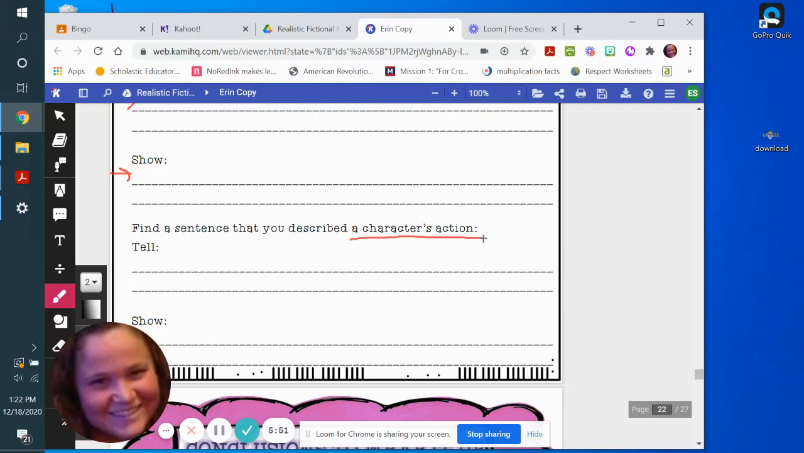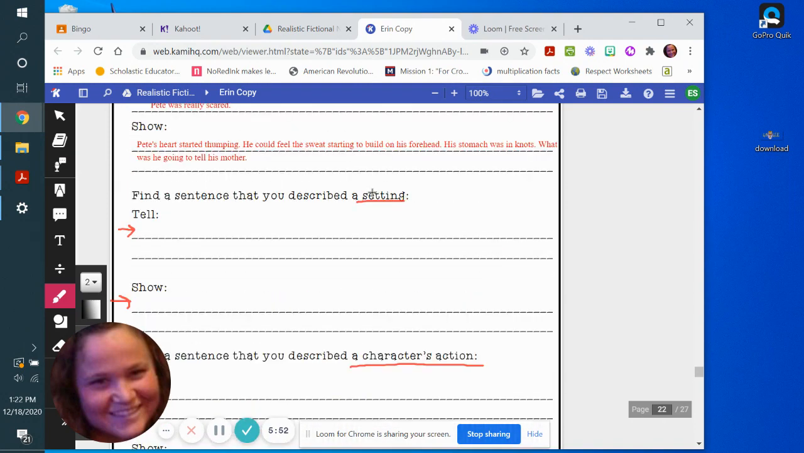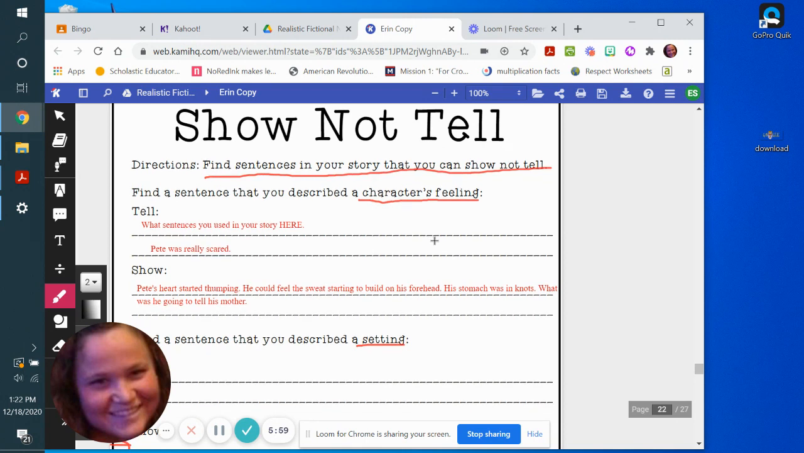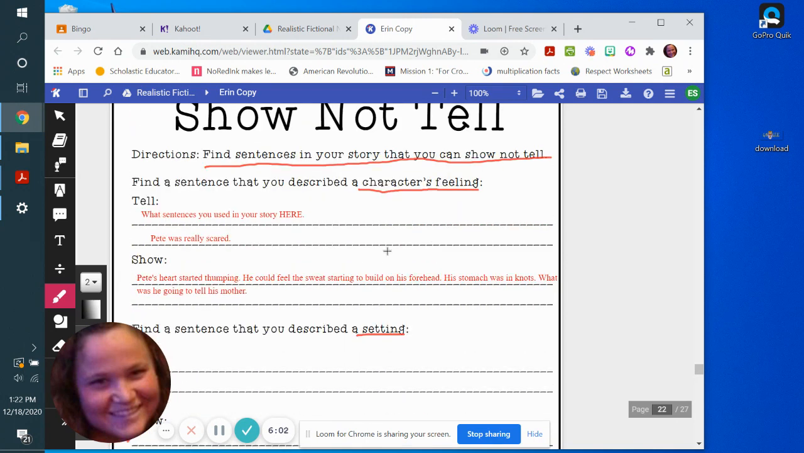So you have to find a character's action, a setting, and somewhere in your story where you told them about the feeling. And you're going to change it up so that now we know that you're showing it and not telling it. And then you can fix your essay too. We're trying to make your actual essay better. That's our goal here today.